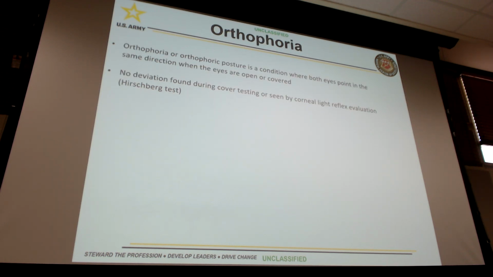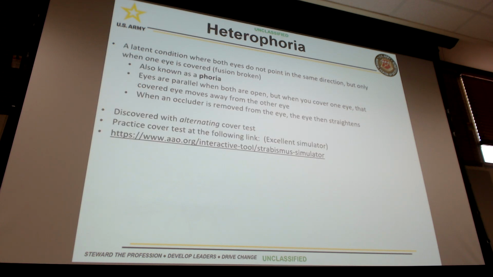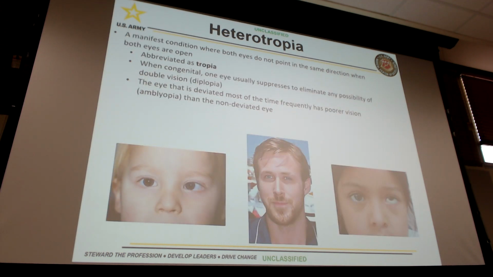Okay, just talked about orthophoria, both eyes pointed in the same direction. Heterophorias, we talked about that too. If you want a strabismus simulator, you can go to that link on the American Academy of Optometry or Ophthalmology. I don't know which AAO that is. This is kind of a cool simulator. We can see some examples of strabismus here, tropias.